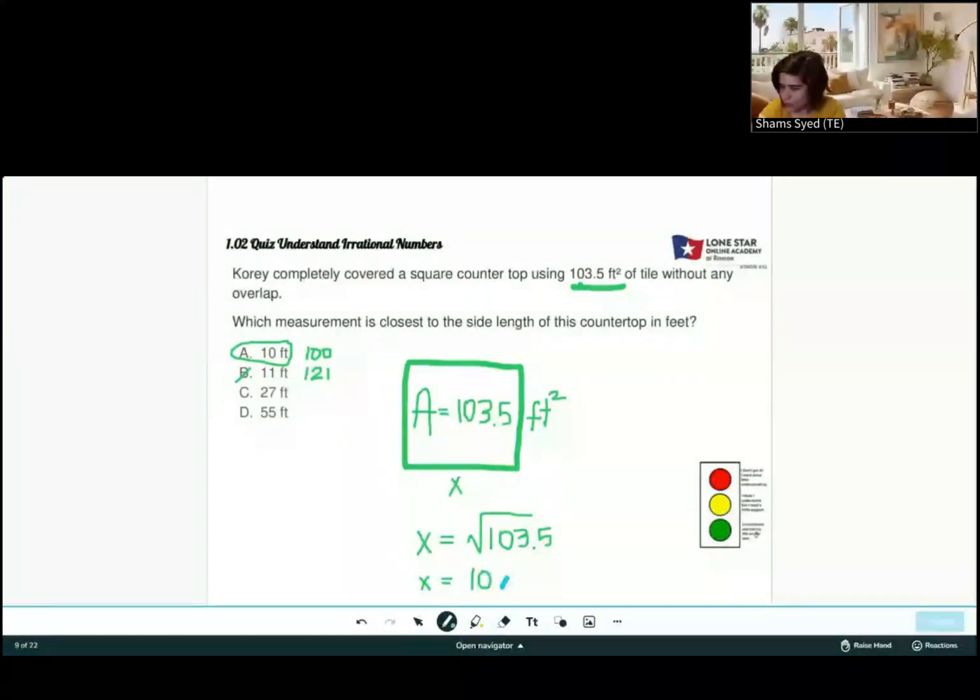10 point what? Use the 10.17, Rajani? Kayla, 10.17. I'm so proud of you. You guys have started using the calculator and you're getting some right answers. Perfect, perfect. We go with 10.17. That's very close to 10. One more question that looks like this one.